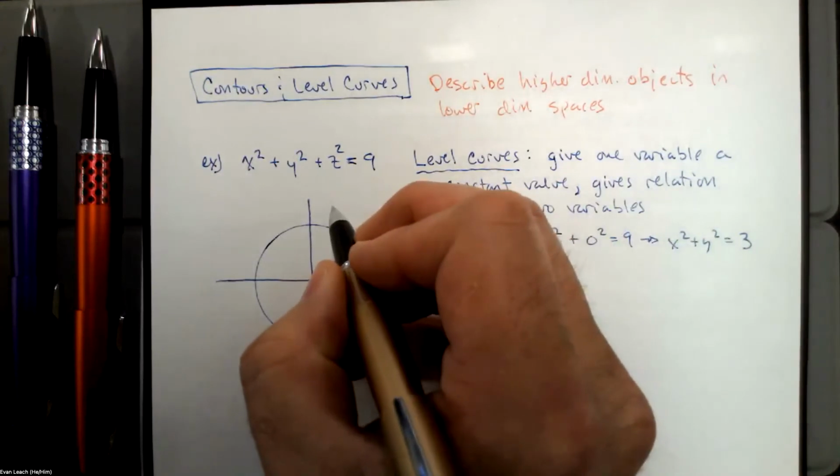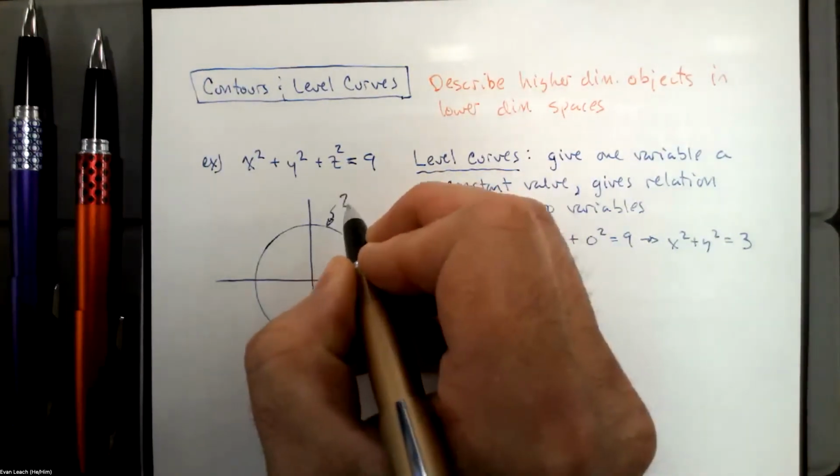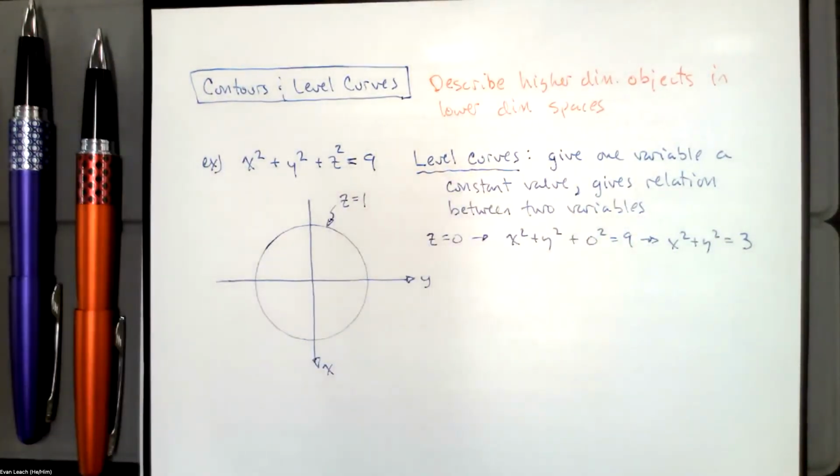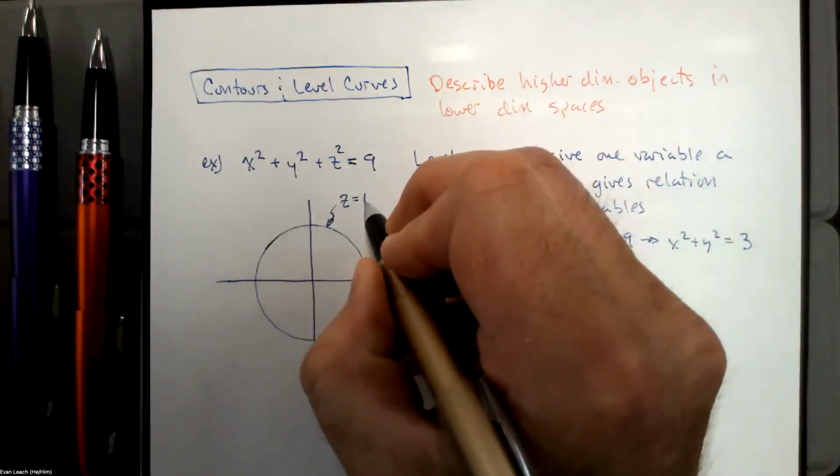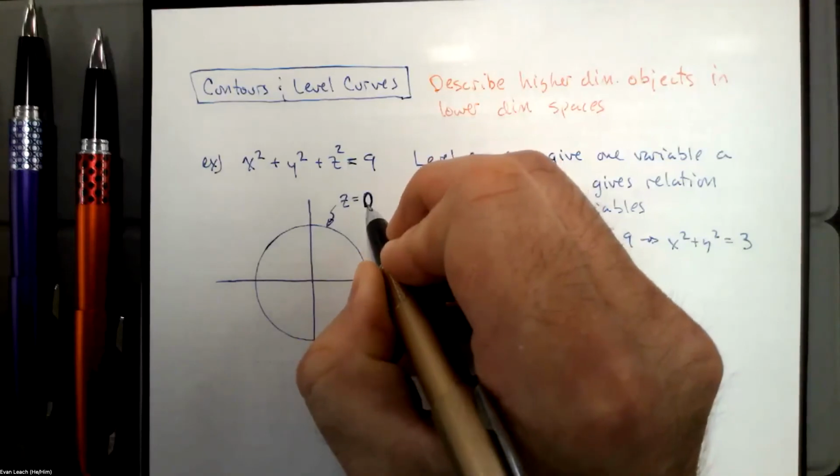So here's a level curve where z is equal to 1. You want to see where this is going next? Sorry, where z is equal to 0. I spelled 0 wrong. I also pronounced it kind of weird.